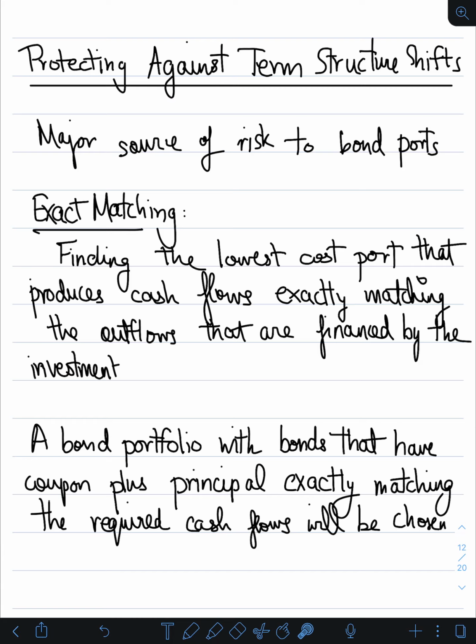Now, another strategy that managers use is to actually prefer to have some bonds that pay a larger amount upfront than what is originally required. So, let's say they have a $100 liability in year one and a $1,000 liability in year two.